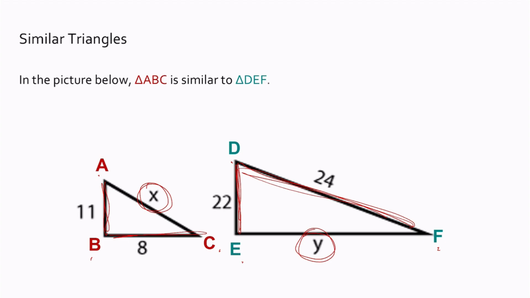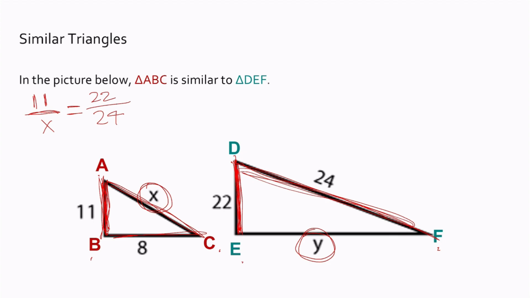So if I'm looking at this triangle ABC, I'm going to say, okay, 11 over x. So that's my AB over AC. And if I know that these two triangles are similar, I'm going to take this same line, DE is 22, and DF is 24. So I'm taking the similar lines from each triangle and setting them up as a proportion.